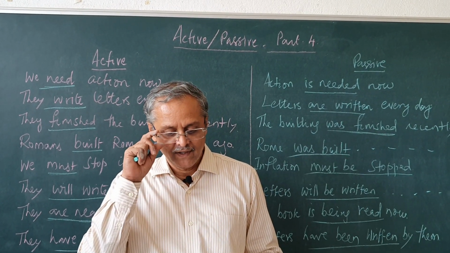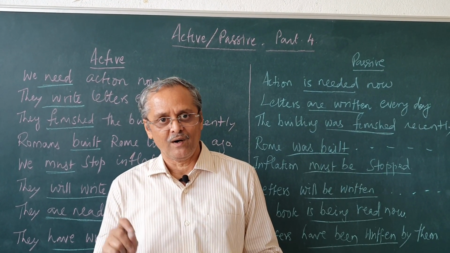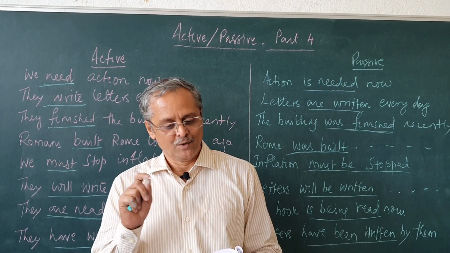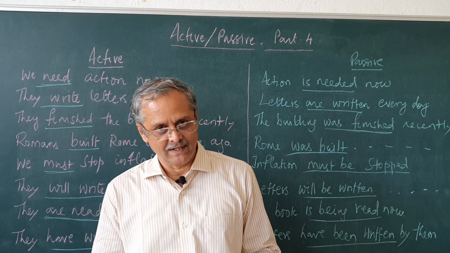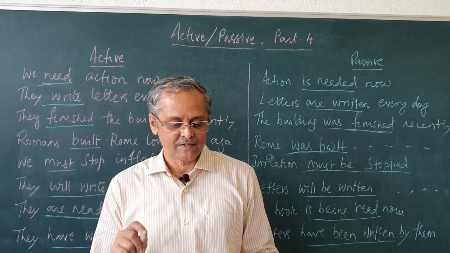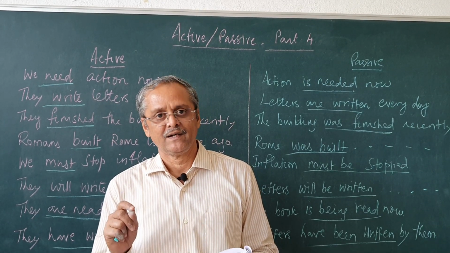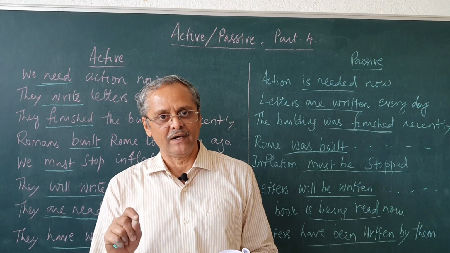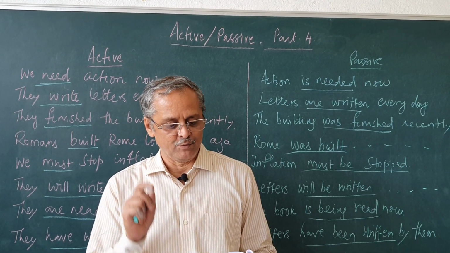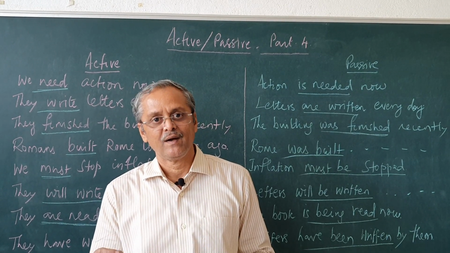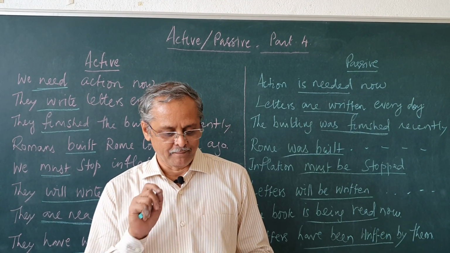Children could not have done all this damage. All this damage couldn't have been done by the children. Couldn't have done becomes couldn't have been done. Has someone posted my parcel? Whether my parcel has been posted by someone. Has posted, has been posted. They haven't stamped the letter. The letter hasn't been stamped by them.